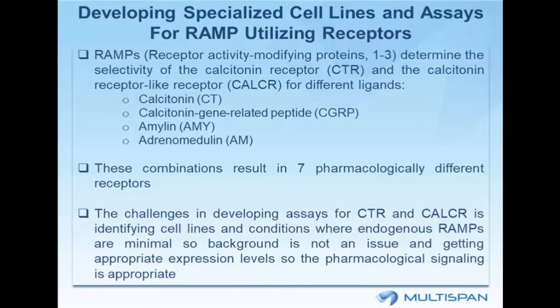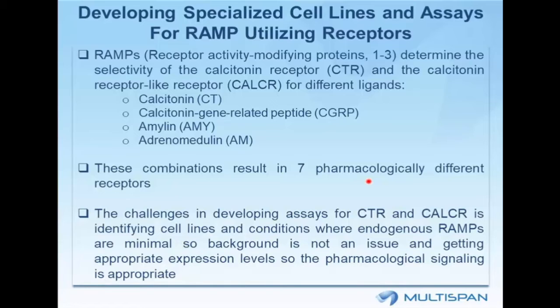RAMP-requiring receptors, RAMPs are modifying proteins, 1 through 3. They determine the selectivity of some receptors, like the calcitonin receptor and the calcitonin-like receptor, for different ligands. So essentially you have 2 receptors and 4 different ligands: calcitonin, CGRP, amylin, and adrenomedullin. With these combinations, the RAMPs and then the different ligands, you wind up with 7 pharmacologically different receptors.